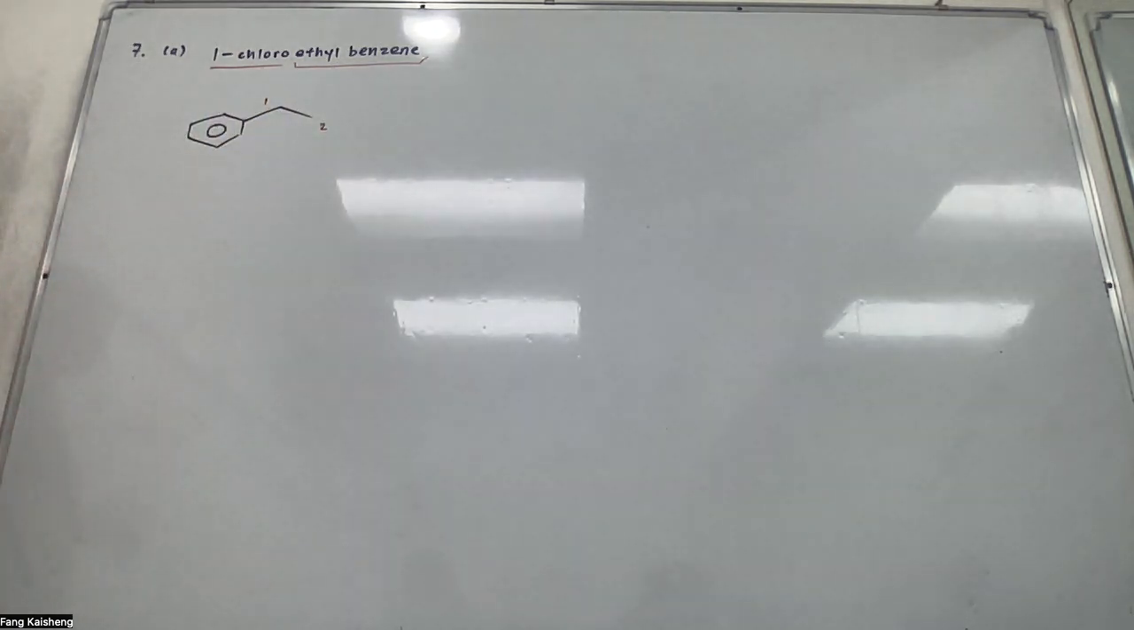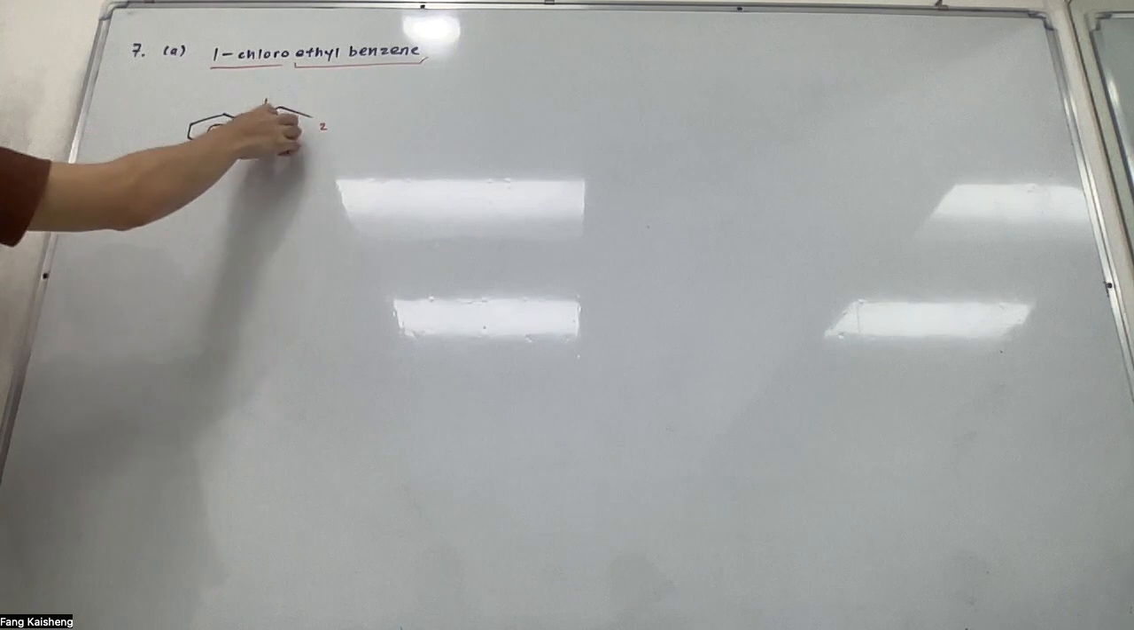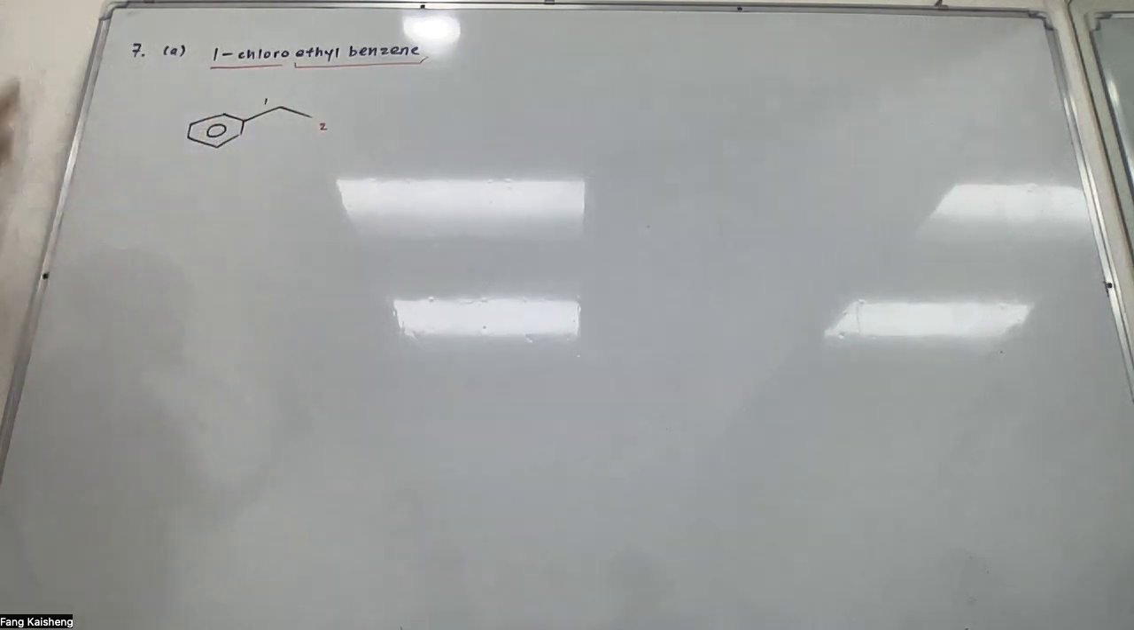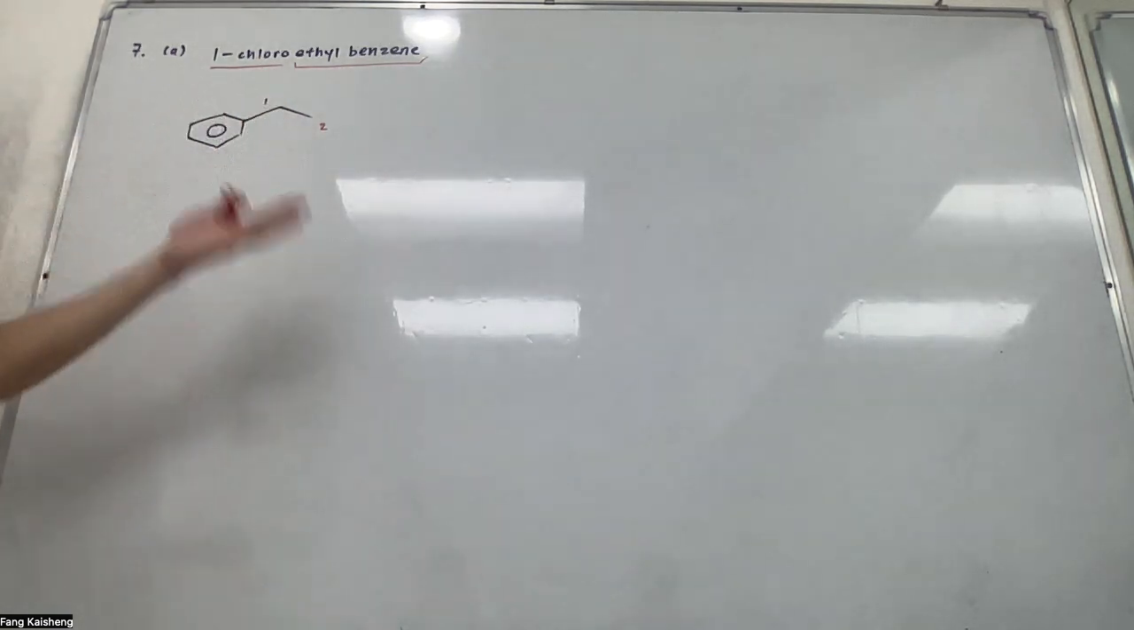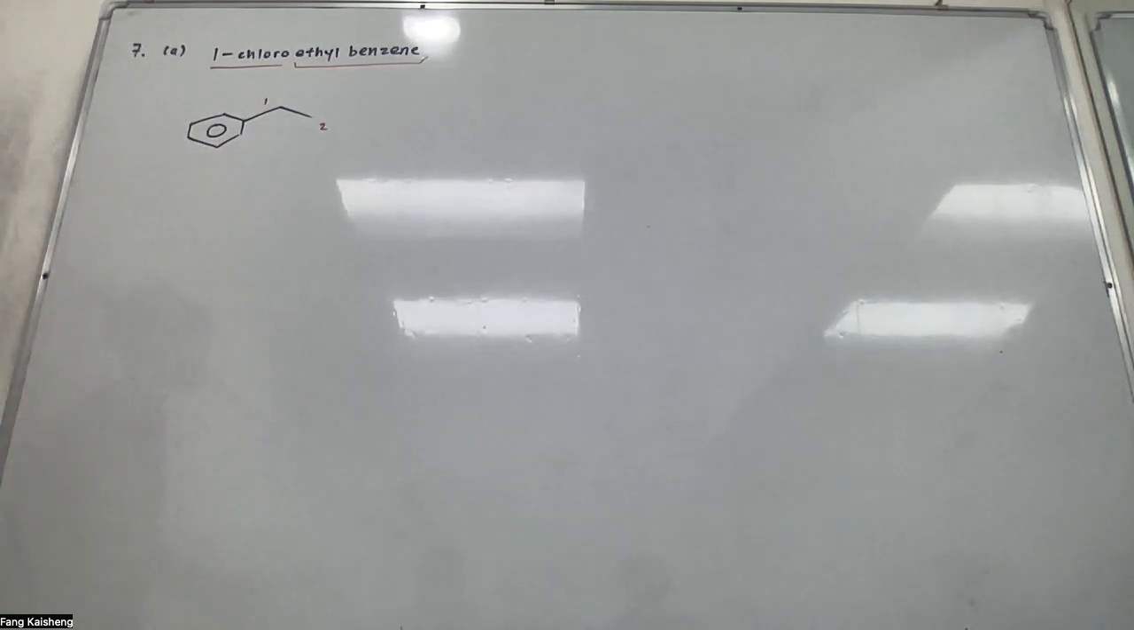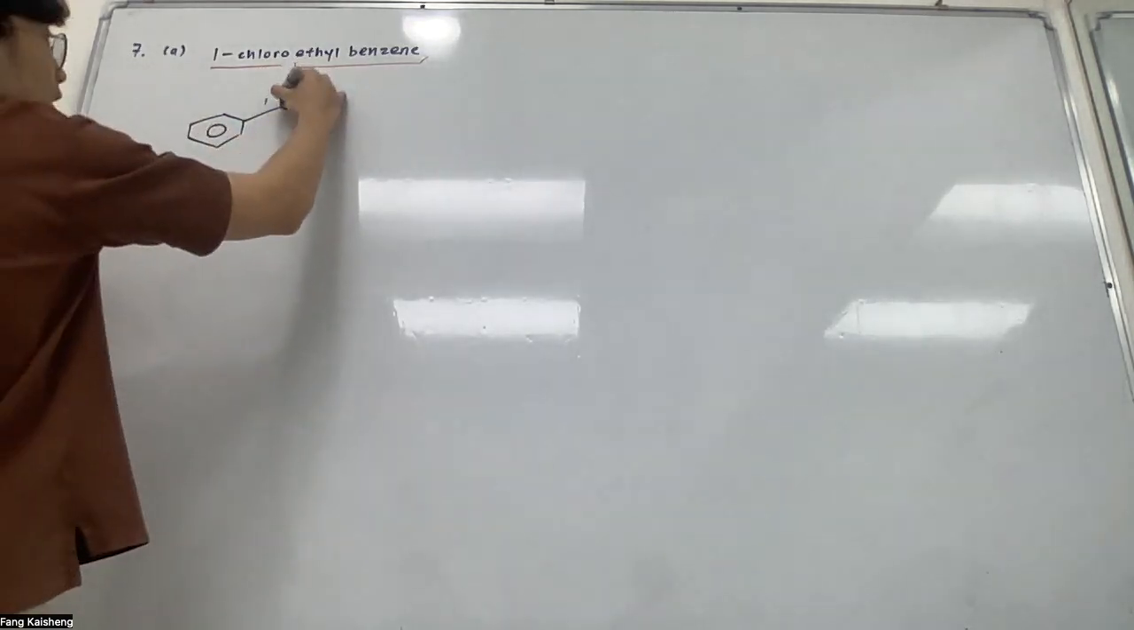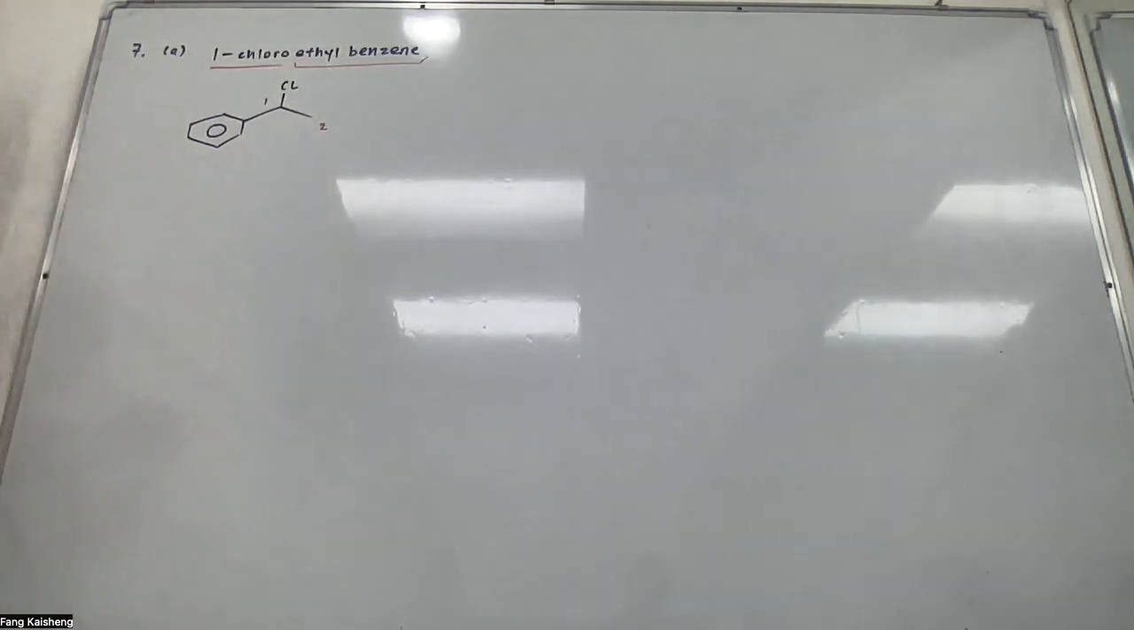Because remember, you always number the carbons from the end that has the substituent first. Of these two carbons, number one is bonded to a benzene, so that one should be number one. Number two is bonded to nothing, so it has lower priority. That means the chlorine is on carbon one, so this is 1-chloroethyl benzene. That's the answer for this.